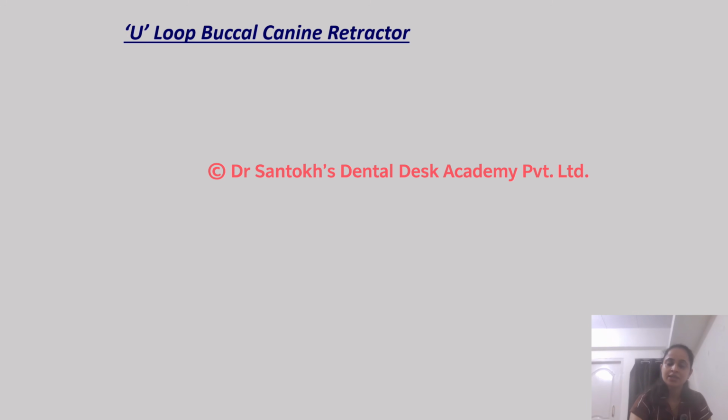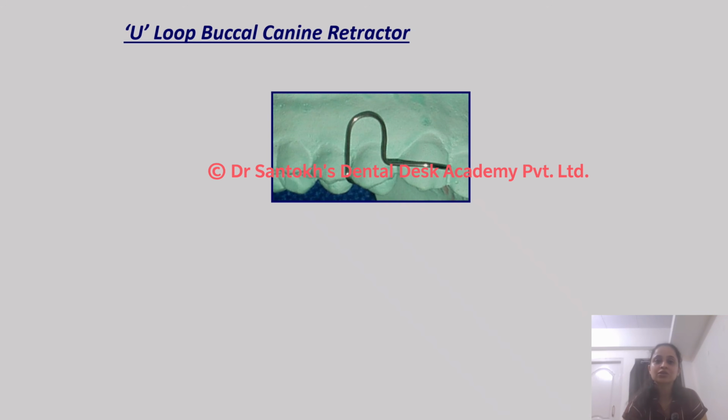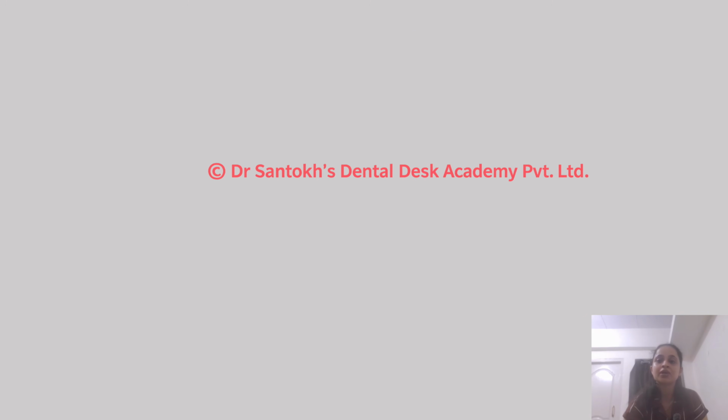Okay, next coming to your U-loop buccal canine retractor. So this is a U-loop canine retractor. It is used for retraction of canine. So this was your U-loop canine retractor, which is simple in design, which is used for retraction of the canine.